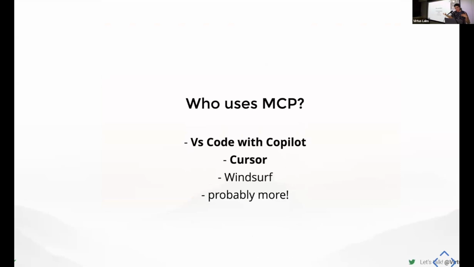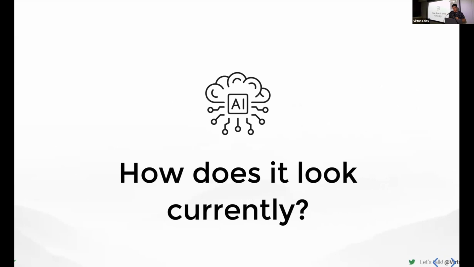And where you can use MCP, as I said, Cursor, Windsurf, VS Code with Copilot now also supports MCP, and I'm pretty sure there are a lot of tools that do that. So you can use MCP in a lot of different tools currently. And how does it look in Metals? I already said that we have some tools, mostly it's just tools.